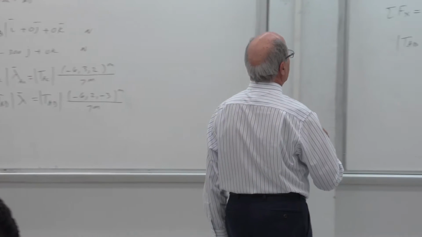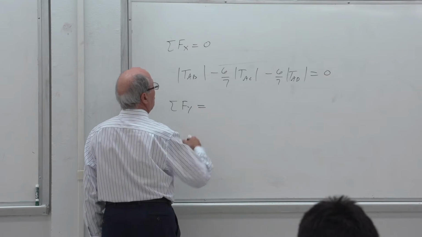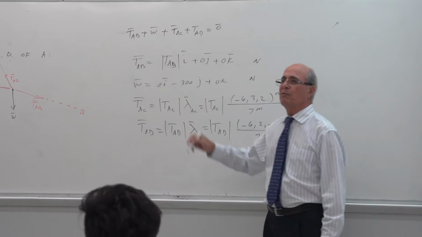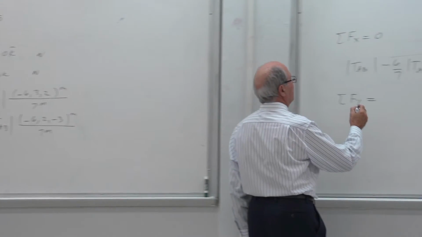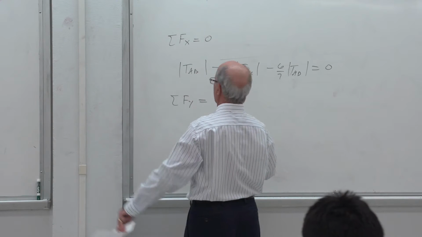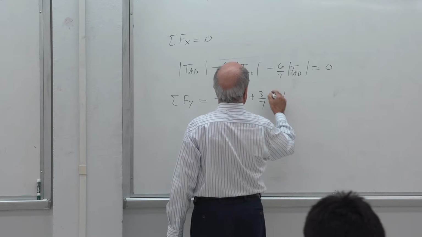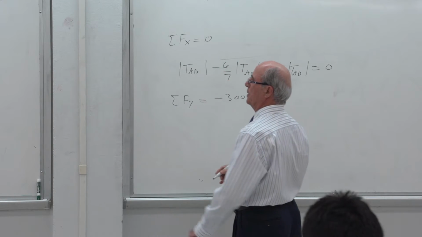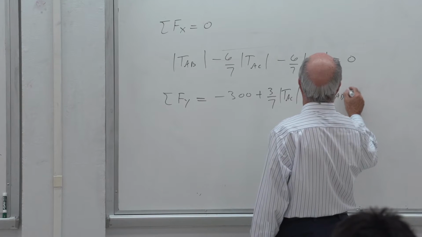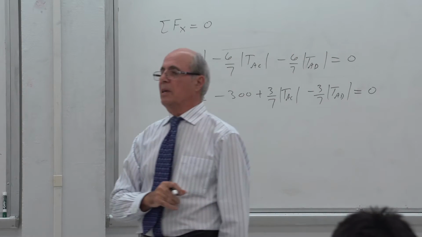The second equation is sigma Fy. You can write it like that, a little bit shorter. Sigma Fy should be equal to 0. But from the first one, we get 0. For the second one, we get minus 300, and then we get plus 3/7 of TAC, and from the last one we get minus 3/7 of TAD equal to 0. Is that correct? And so on and so forth.